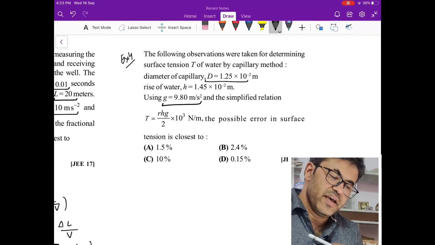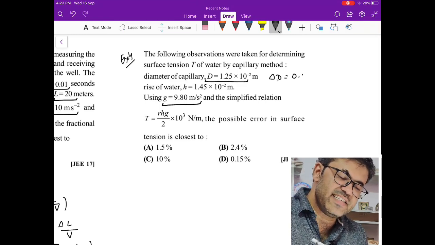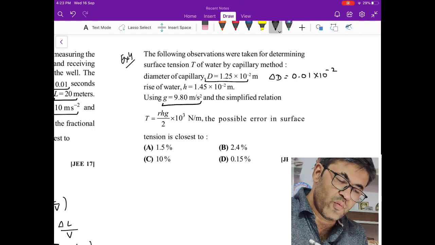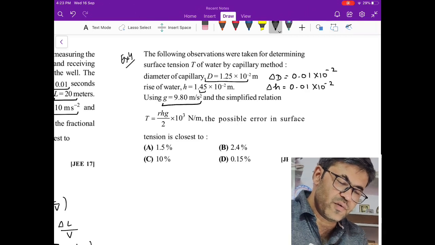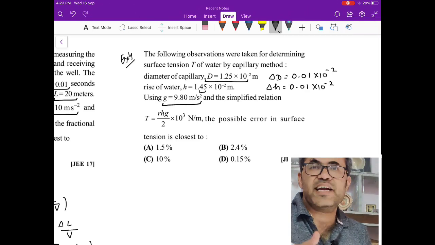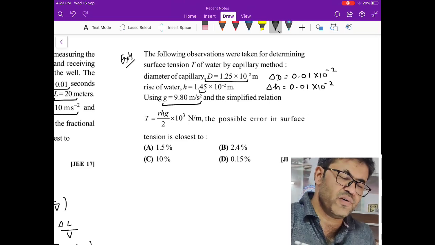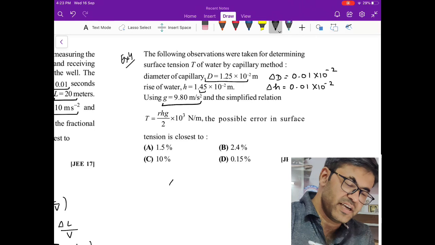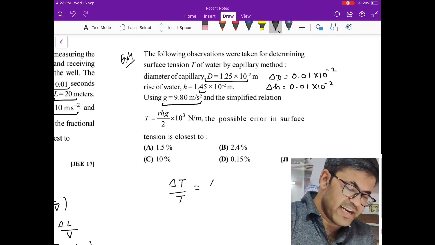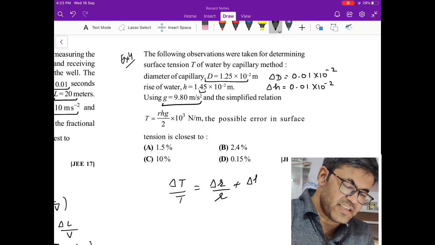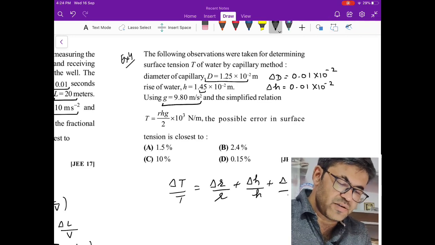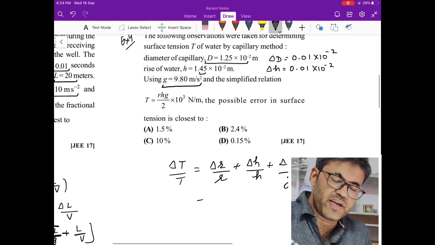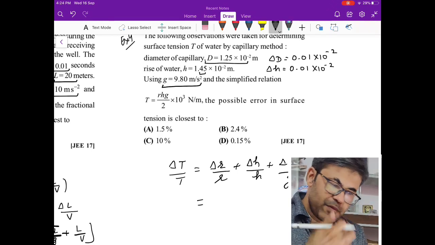Here, if the data is given like this, I can take the error delta D to be 0.01 into 10 to the power minus 2, and the error delta h to be 0.01 into 10 to the power minus 2, and for g I can take it to be constant, or you can take the error to be 0.01. Generally it is treated as constant. If you take that also, the options are far away, it won't matter, so I am assuming it to be constant. Now using this relation, the fractional error in T is the fractional error in radius plus the fractional error in height measurement plus the fractional error in g measurement. If you want you take it, or you can neglect it, it's up to you, because nothing is written.